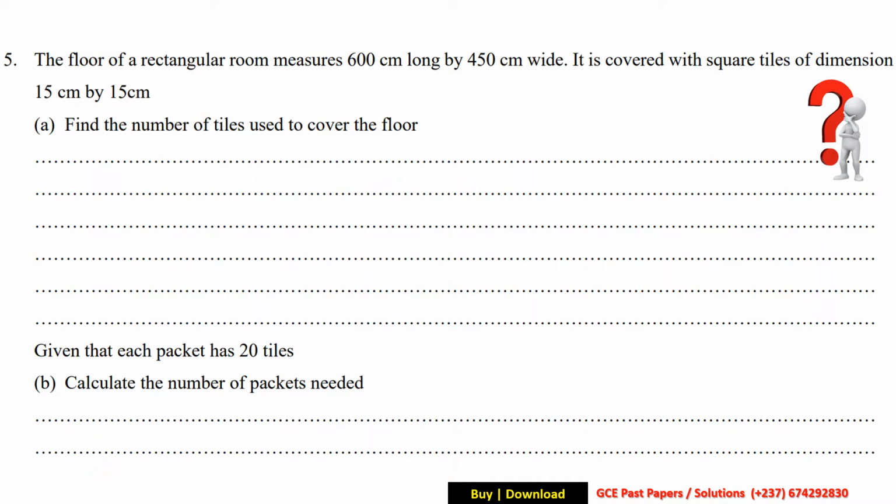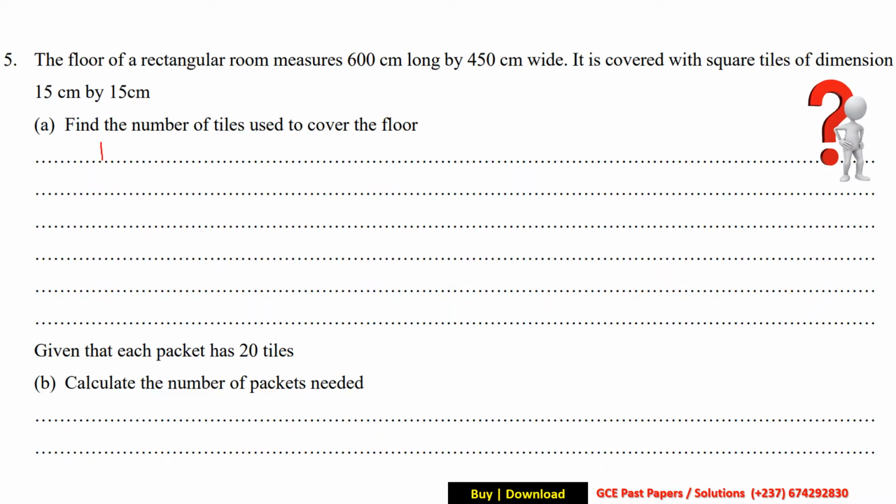So how can we get the number of tiles that we can use to cover this floor? To get the number of tiles, we first of all need the area of one tile. What is the area of one tile? Then we equally need the total surface area of this floor. The number of tiles used should then be the area of the room divided by the area of one tile. So that's how we are going to proceed.